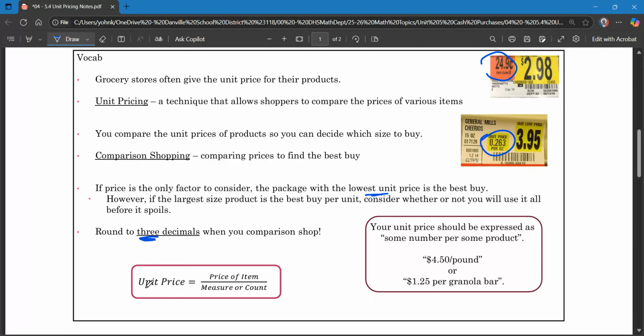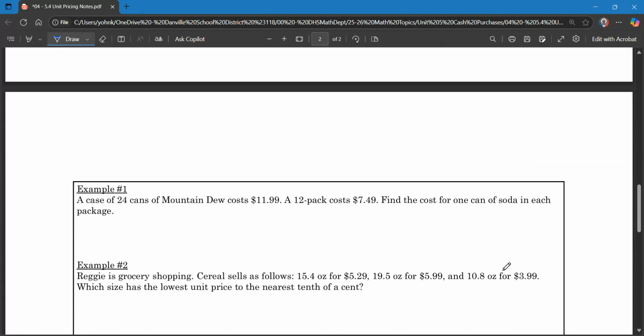To calculate that unit price that you're going to round to 3 decimals, all you're going to do is take the price of the item, that's the dollars, and divide by the measure or how many there are. So the dollars divided by how many there were. And your unit price should always be expressed as some number per some product. So for example, $4.50 per pound, and the per in math is with this slash, or $1.25 per granola bar. Either way is a proper way to express a unit price, but it always has a unit. That's why it's called a unit price. Otherwise, it's just a price.